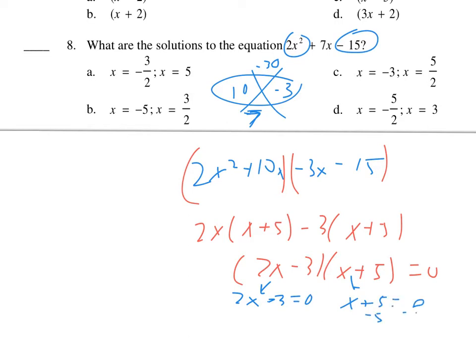So this one I'm going to subtract 5 on both sides, and I get x equals negative 5. And then this one I'm going to add 3, and then 2x equals 3, and then divide by 2. So x equals 3 over 2.